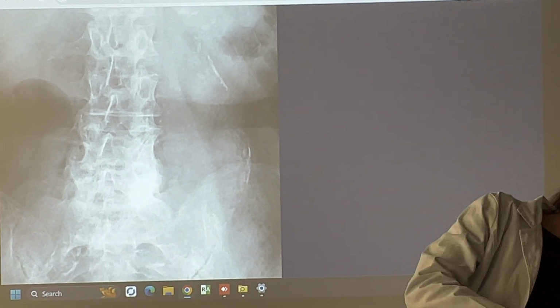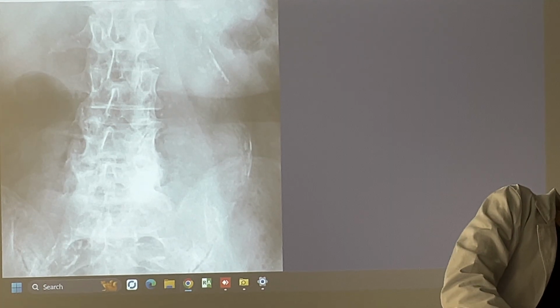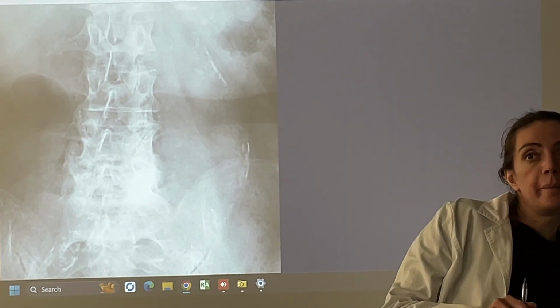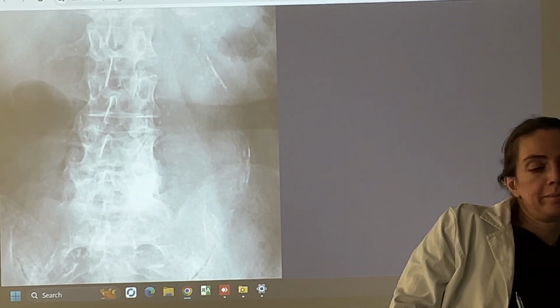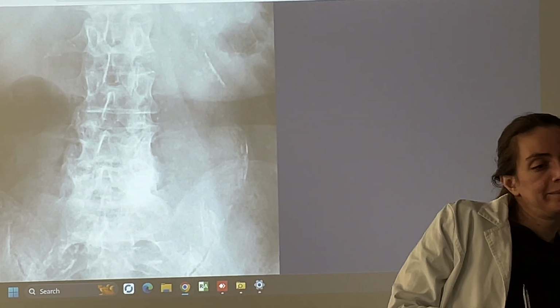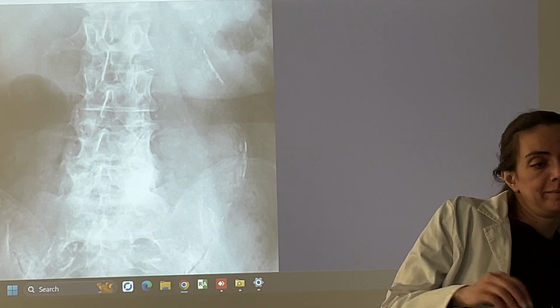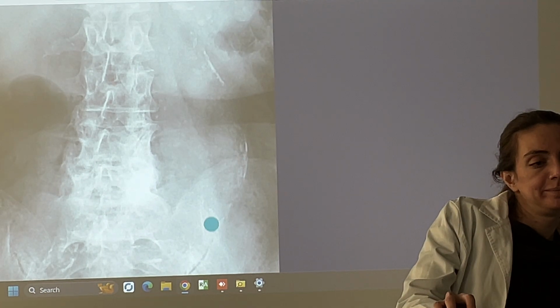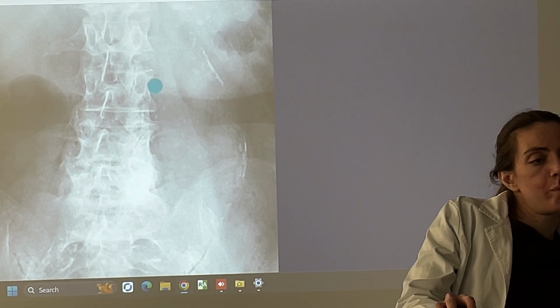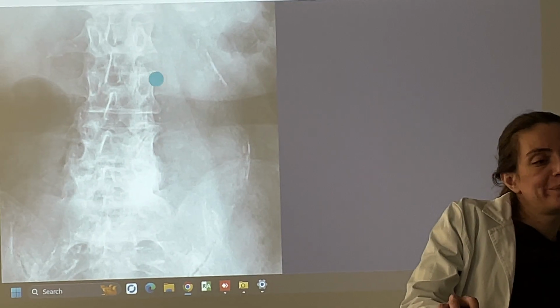What do we have near the vertebra? Kidney. Pancreas. Kidney should be on the back side, right? Spleen. What is this?